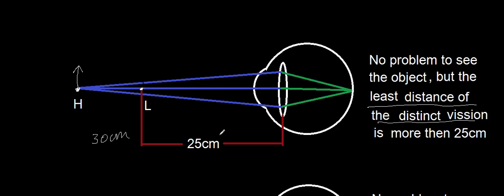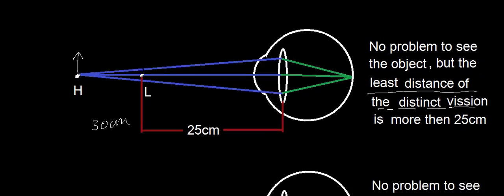But for a person who is suffering from hypermetropia, this distance is not 25, it is more than 30 centimeters. Let us say he can see the object if it is kept at 30 centimeters. That is the problem for him. If it is moved towards L, if it is kept between these two, he cannot see the object clearly.